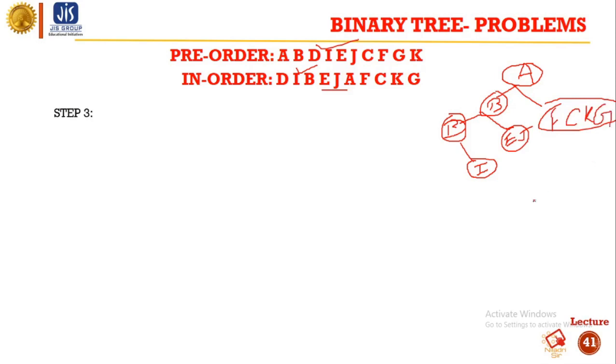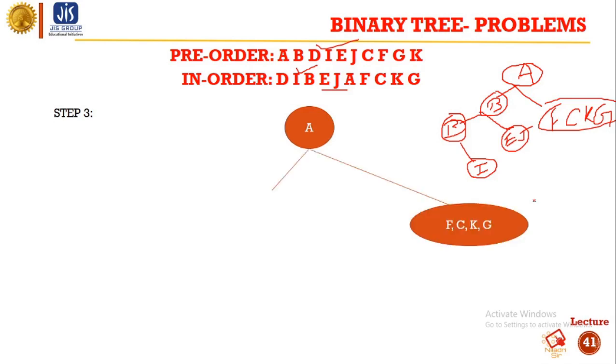Okay, so it is A, that is the first root of the tree. We get it from step 1, and then in step 2, this is FCKJ, the right hand part, and in step 2 we got our second one, that is B. Next, in step 3 we found D.